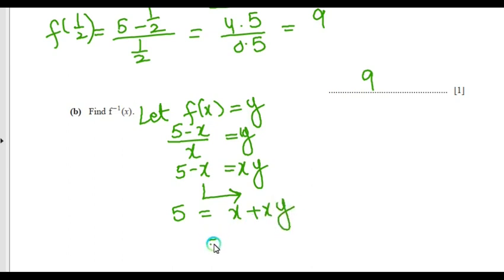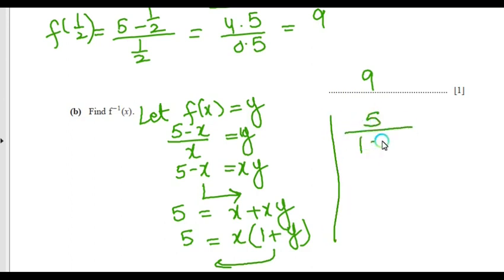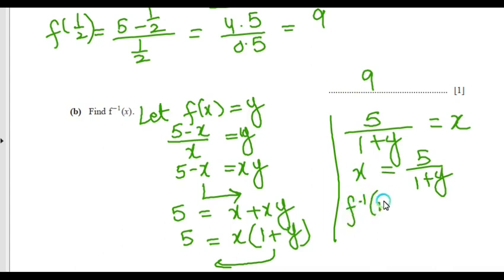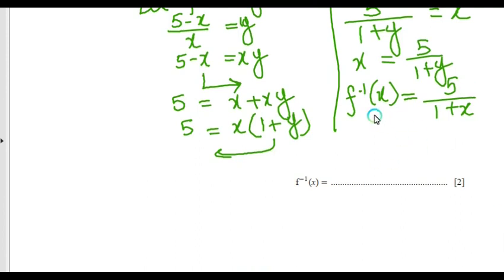Next, f inverse of x. Okay, to find the inverse of any function, we need to consider the function equals y. So let f of x be equal to y, right? So we can write it as 5 minus x over x equal to y. Now the next step is to make x the subject. So shifting this x to the other side, it becomes 5 minus x is equal to xy. Now taking this x term to the other side as well, so 5 will be equal to x plus xy. Taking x as common, x times 1 plus y.